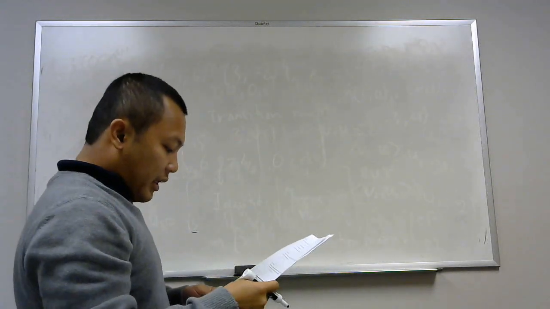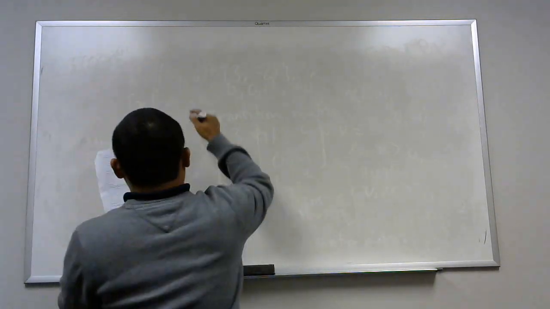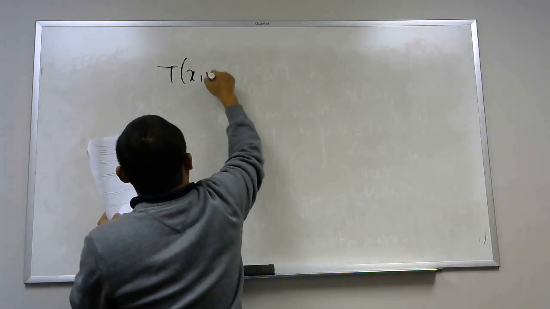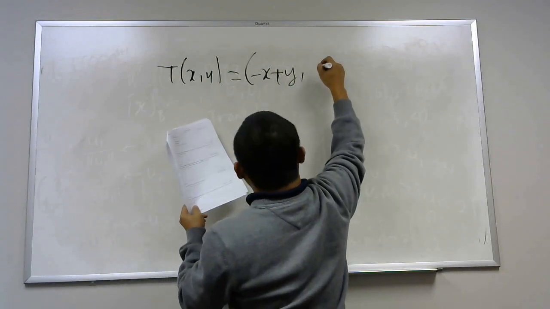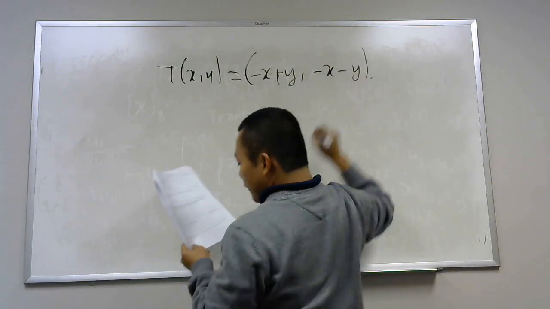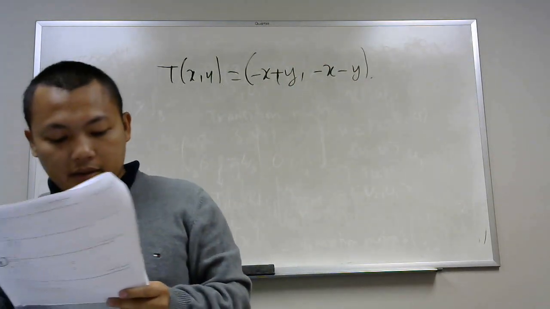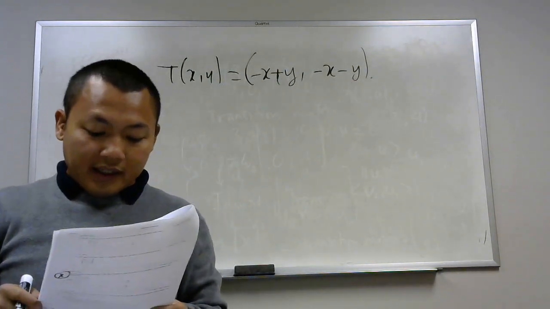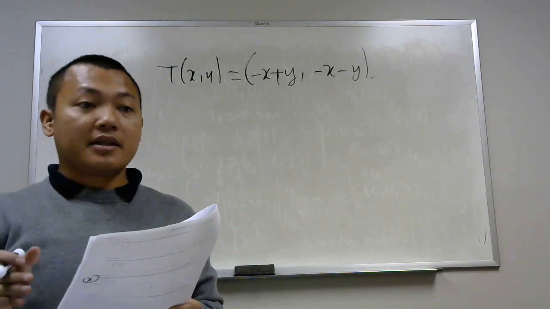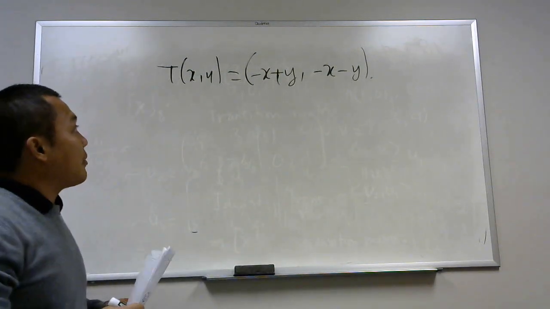In the next question, they give us some linear transformation T of x and y, which is -x plus y, and then -x minus y. And they ask us whether the linear transformation is invertible. If it is invertible, find its inverse.